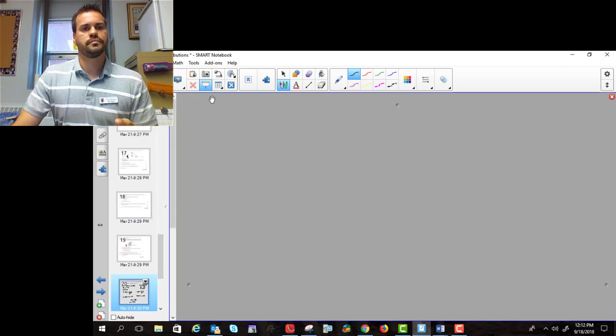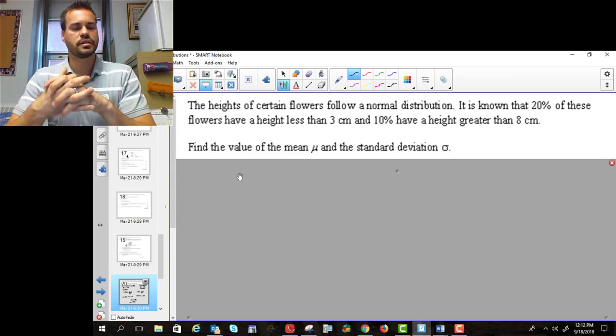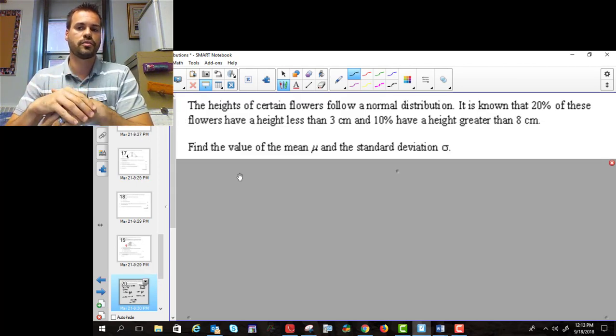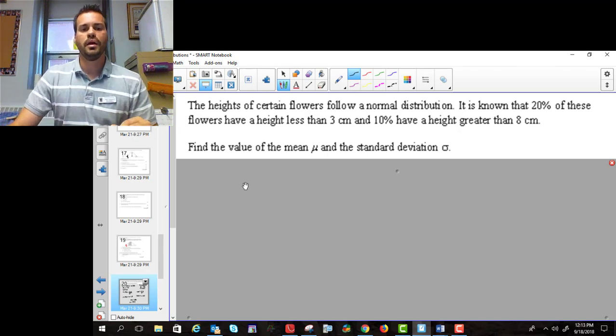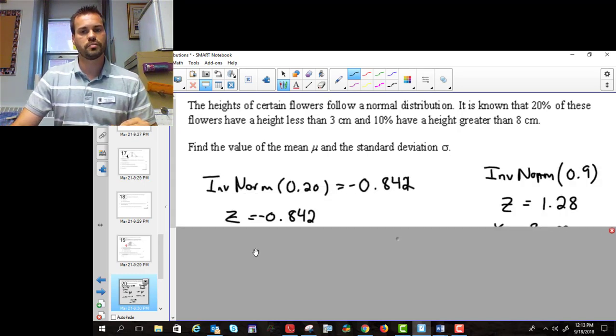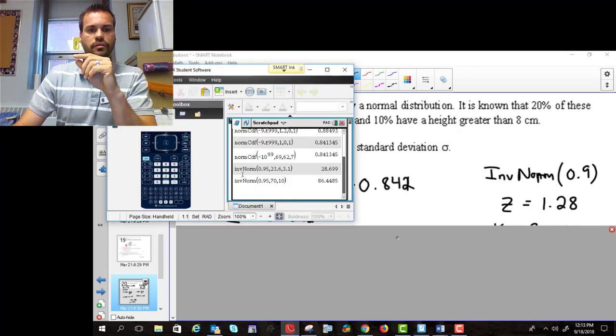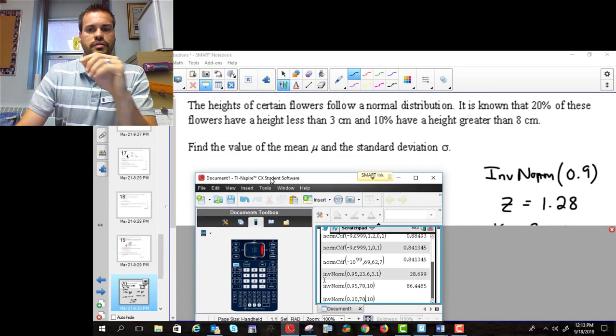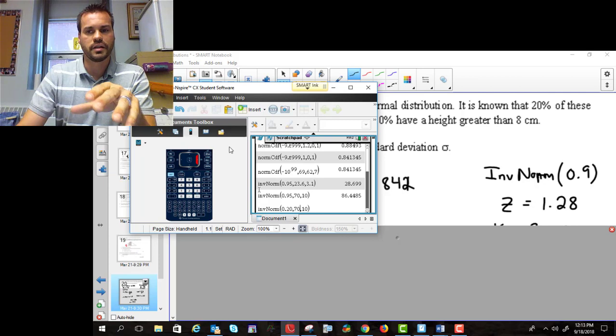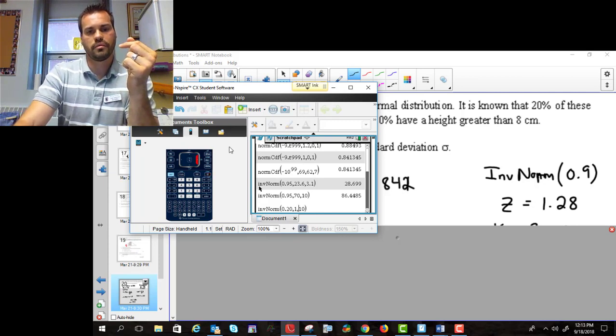Here's an example. There we go. So let's just go through this one and then we'll end the video. It says the height of certain flowers have a normal distribution, and they know that 20% of them have less than 3 centimeters of height and 10% have a greater than 8. So we don't know the mean and standard deviation. So we're going to do an inverse normal of those two probabilities. On your calculator, you're going to go inverse normal, but you're going to use 0 and 1 because you don't know. So 20%, we're going to go 0.2. And it says they have a height less, so we're going to leave that as less. Mean of 0, standard deviation of 1.